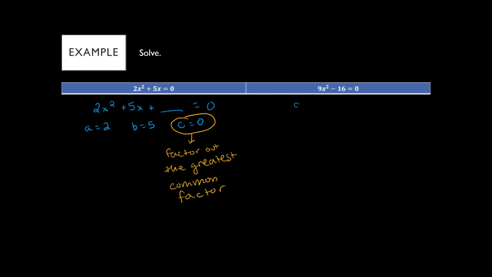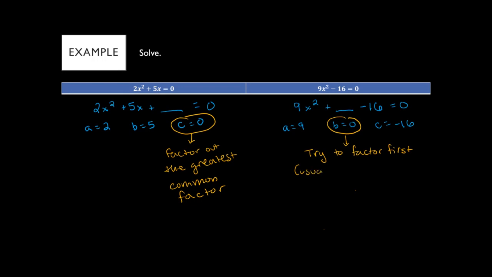Now, the example on the right, we also have two things, but we're missing the middle term. So b is equal to 0 in this case. So we have a equals 9, b is equal to 0, c here is negative 16. When b is equal to 0, you can use the quadratic formula, but I would try to factor first. And that is because we usually have a difference of two squares, which is factorable.